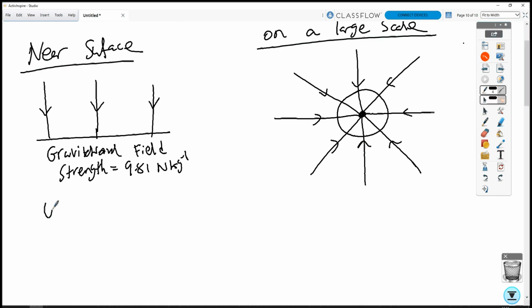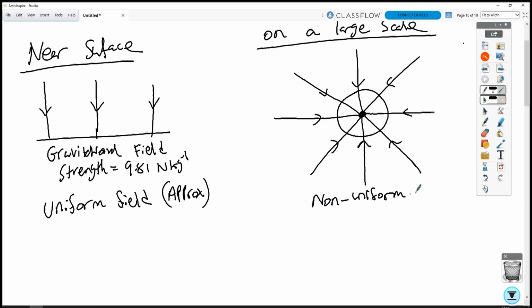So this one is called a uniform field. It's not a true uniform field, rather it's an approximation. And this one is a non-uniform field, we call it a radial field, where g is proportional to 1 over r squared.